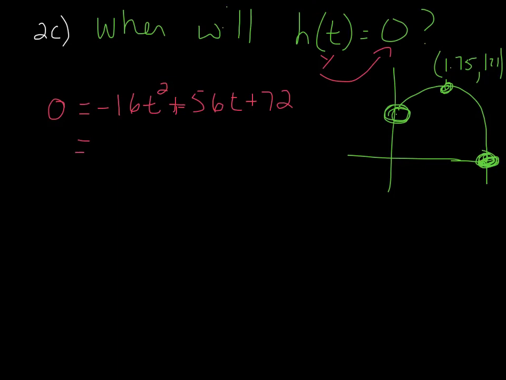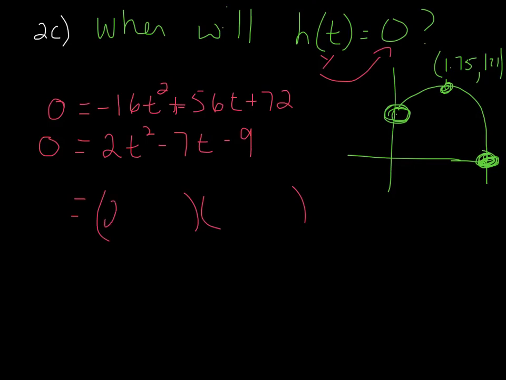And this is the function that you generated. We can clean this up. Greatest common factor is negative 8. I'm going to do negative 8. So 0 divided by negative 8 is 0. 2t squared minus 7t minus 9. And guess what, guys? This bad boy factors. You say, yes. All right.